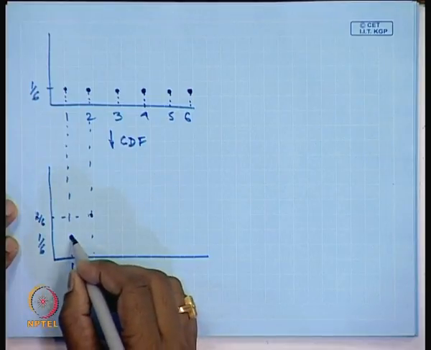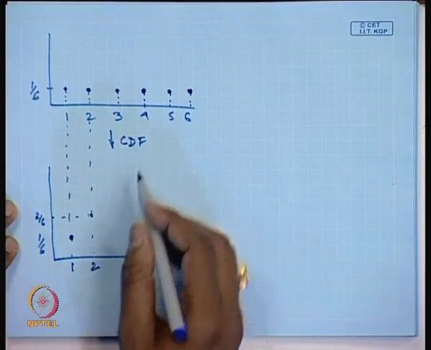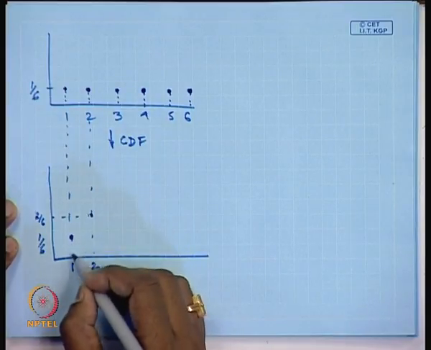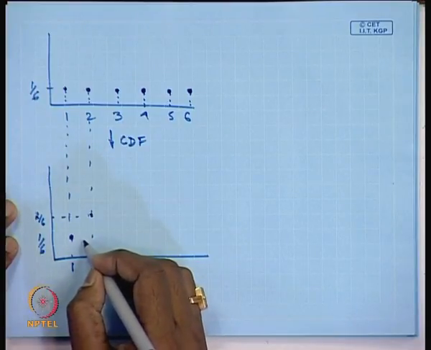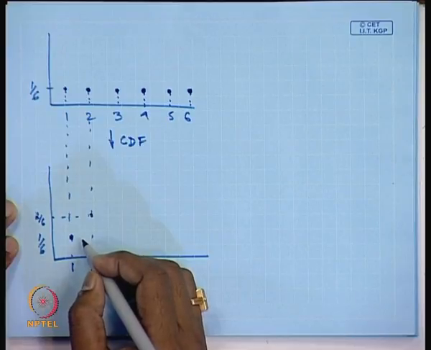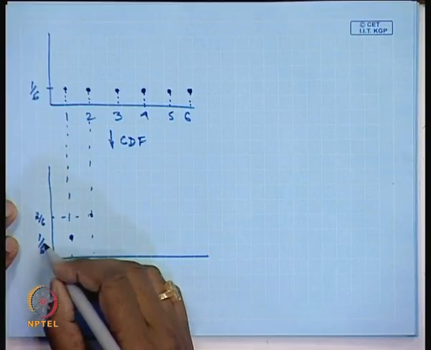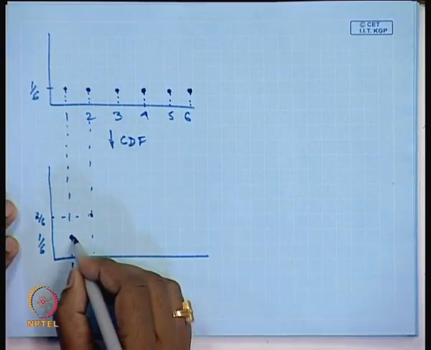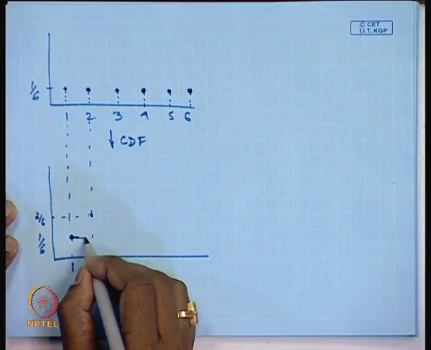Now, what about a number in between? For the CDF, the argument can take any number between 1 and 2, say for example 1.75. So what is the cumulative probability up to 1.75? Obviously the probability is 1 by 6. So the CDF remains constant, starting from 1 and going up to 2.